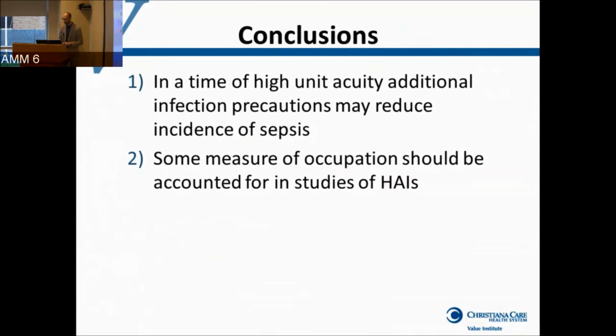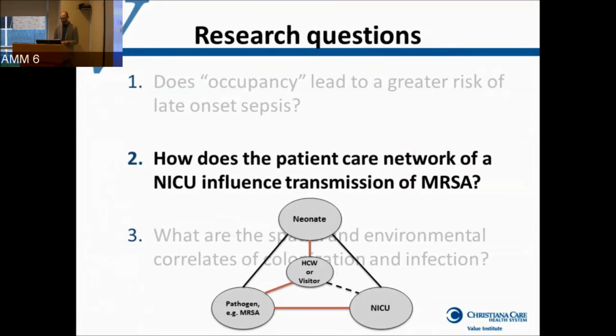So just some brief conclusions from this study: it appeared to be the acuity rather than the census, the pure bed count, that was driving the association here. And for future work, if you're doing studies looking at healthcare-acquired infections, it's worthwhile to include some marker for occupancy. That brings us to our second research question here.